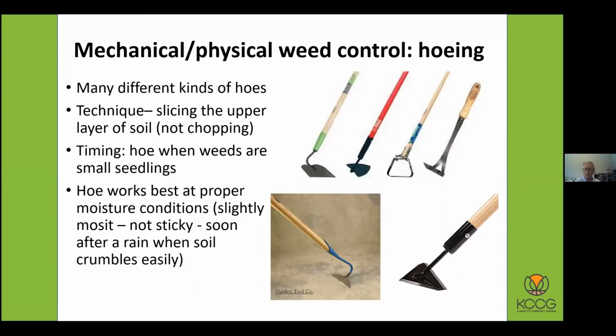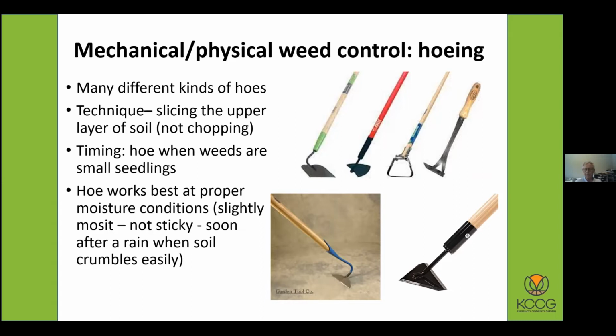This kind of hoeing works best in proper moisture conditions, just slightly moist, not sticky. You don't want it to be muddy because it'll stick to your hoe. But soon after a rain, sometimes a day or two, the soil is really nice and crumbly. That's the best time for tilling also. When the soil crumbles but is still moist is the best time for using a hoe and most other kinds of weed control. It's easier to pull them, easier to till, when the soil is moist, but you don't want it to be muddy.